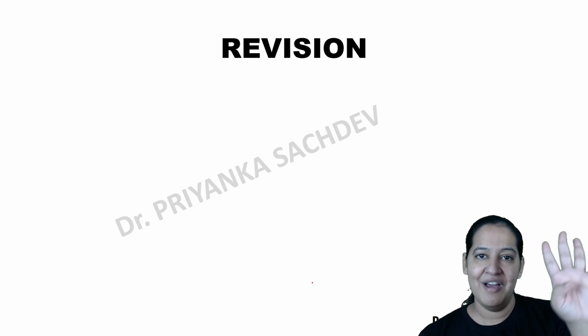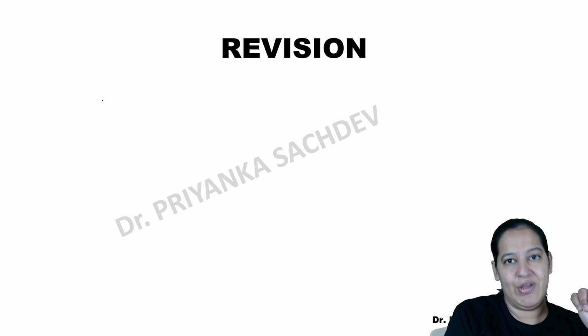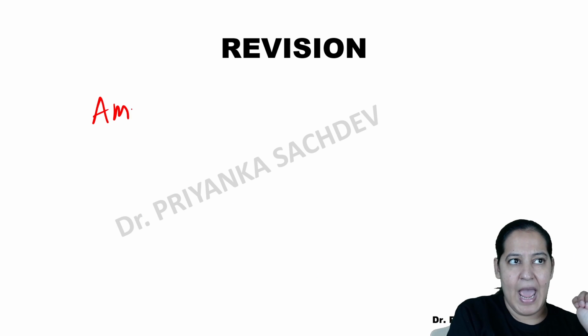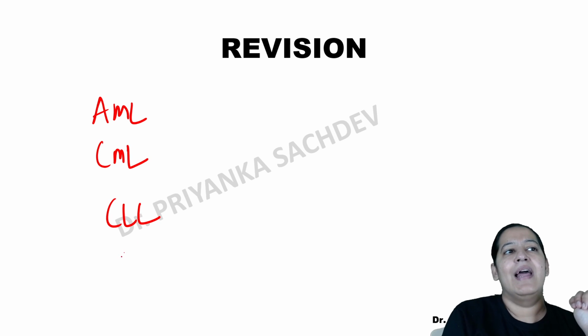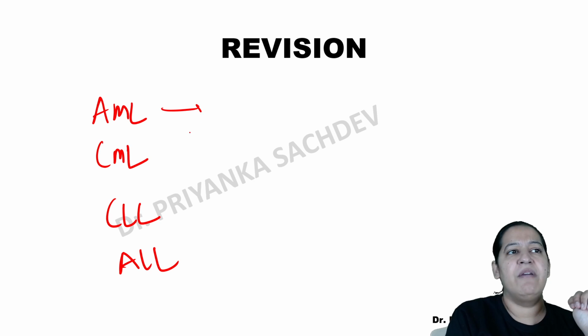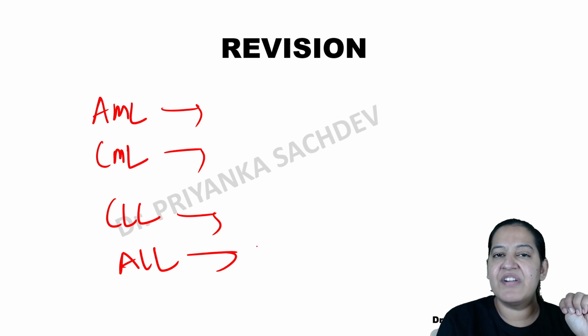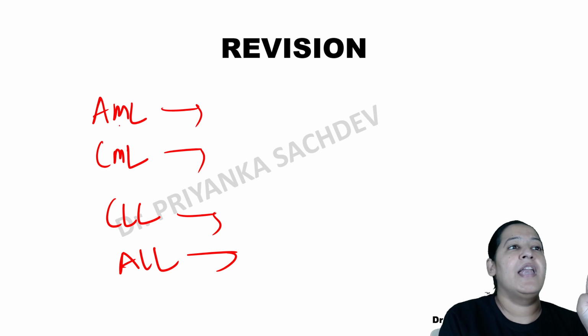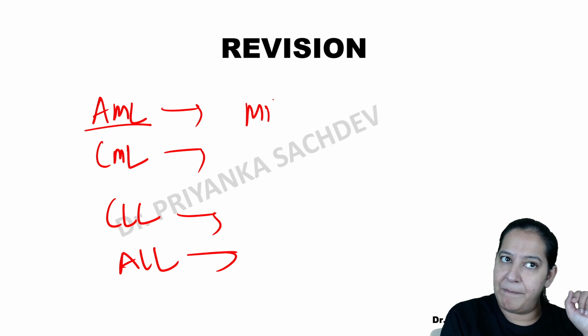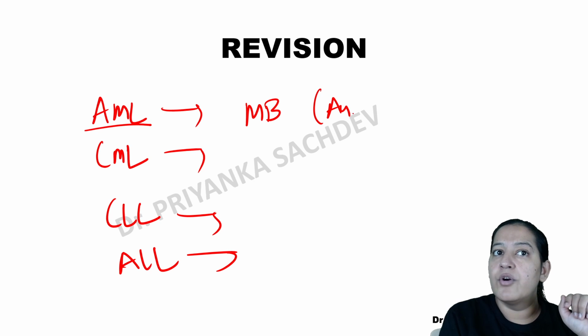So we are done with the four types of leukemias. I have told you AML, CML, CLL, and ALL. Who will tell me one typical finding in the peripheral smear image of each of them? In AML, you will find myeloblasts containing iron rods.